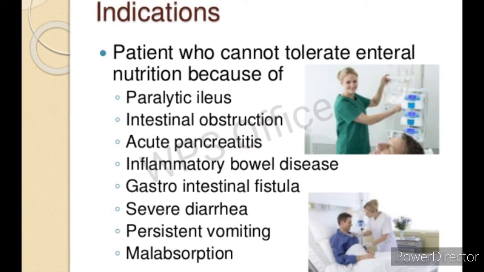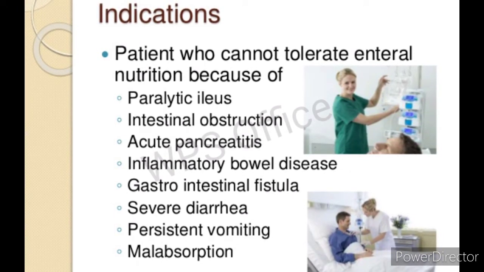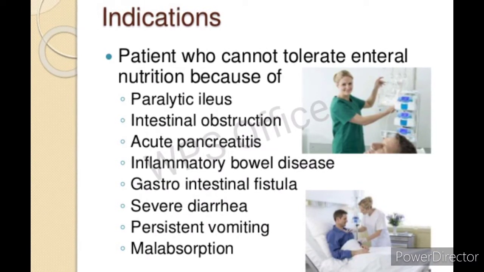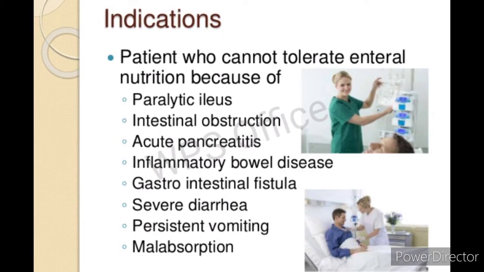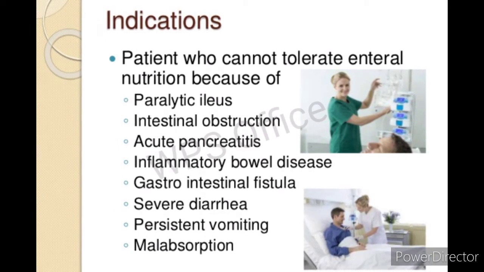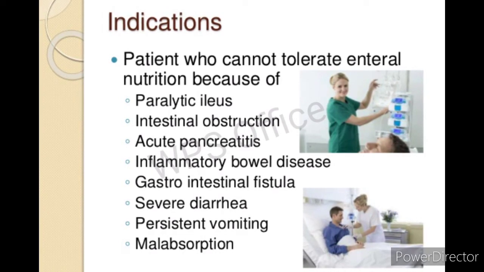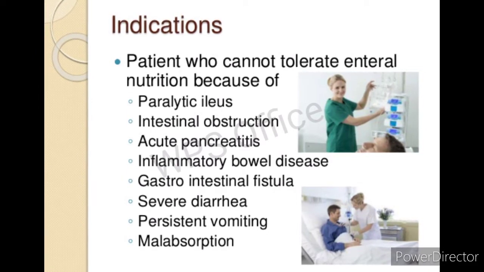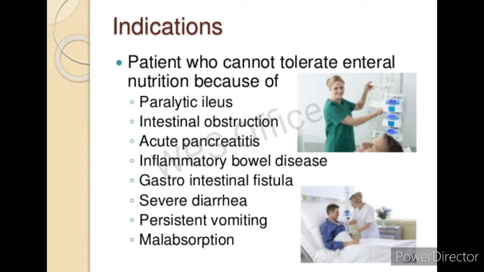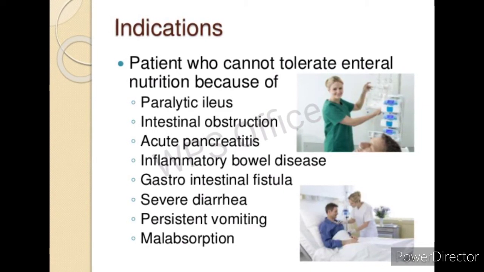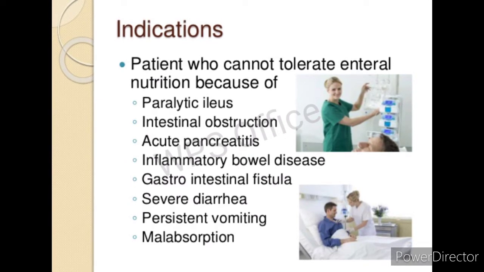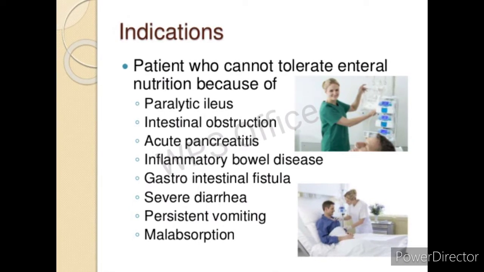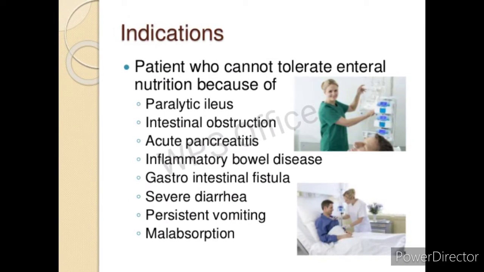Then indications: patients who cannot tolerate enteral nutrition because of paralytic ileus. Paralytic ileus means obstruction of the intestine due to paralysis of the intestinal muscles. Then intestinal obstruction, if there is any obstruction in the intestine; acute pancreatitis, inflammation or infection of the pancreas; inflammatory bowel disease, that means there will be inflammation inside the intestinal tract; gastrointestinal fistula, an abnormal opening in the gastrointestinal tract or the digestive tract; then severe diarrhea, persistent vomiting, or patients who have malnutrition.